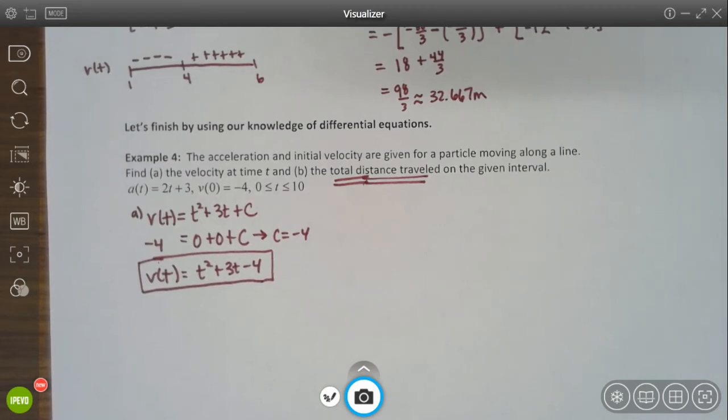Hooray! Now that we know the velocity function, we could either use our net change theorem and find the displacement if they wanted me to. And again, I would just find the integral from 0 to 10 for my velocity function times dt. But here they want us in part B to find the total distance traveled.